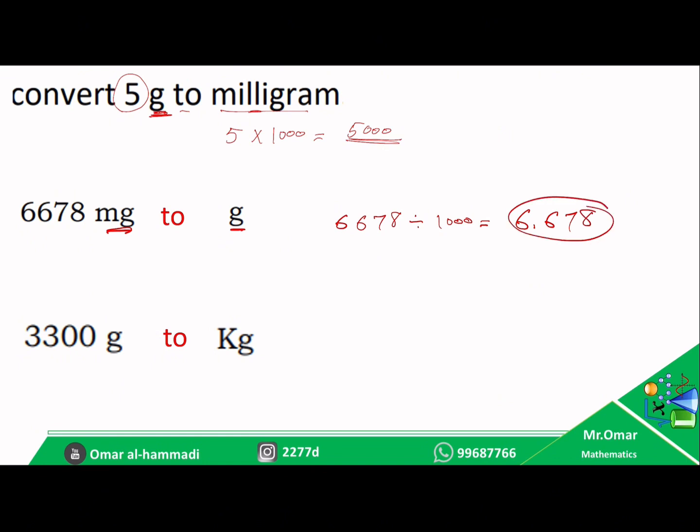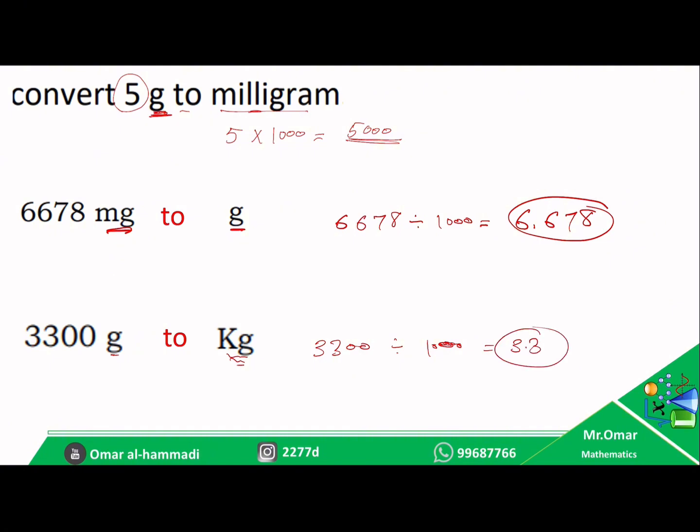And the other one, 3,300 grams to kilograms. The same thing, we will divide by 1000. And we will find the result is 3.3. That's it, an easy way.